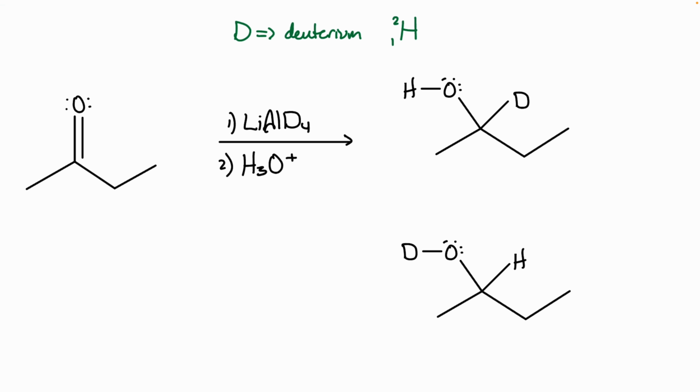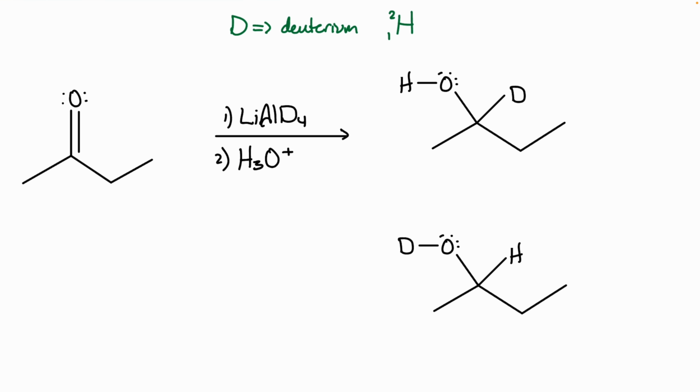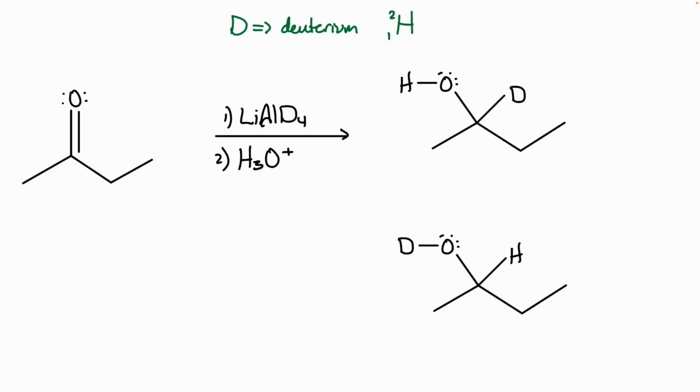All right, in this reaction, I'm forming 2 new bonds to hydrogen, right? I'm forming a new oxygen-hydrogen bond and I'm forming a new carbon-hydrogen bond. So my question was, where is that deuterium atom going to go? Is it going to go on the carbon or is it going to go on the oxygen? All right, so let's take a poll here. Who thinks it should be the top structure? Raise your hand. Okay, who thinks it should be the bottom structure?